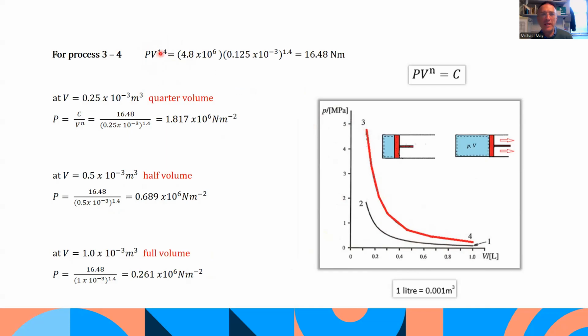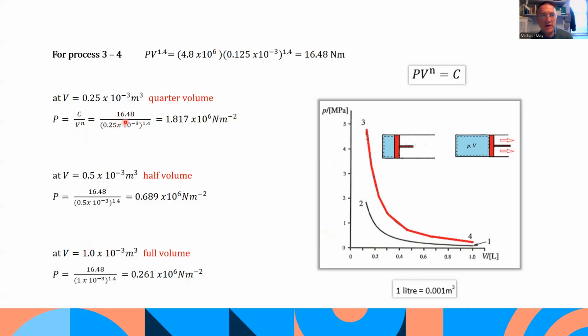And we have the polytropic index. And this time we work out the exponent, which is the constant, which is different for this line. And we'll assume that the volume is a quarter, a half, and full volume in this case.